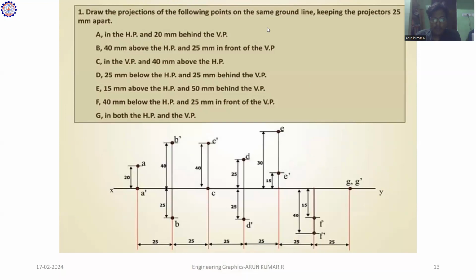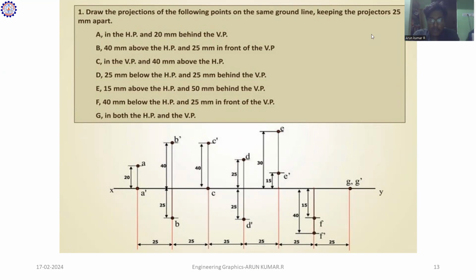So let's see the main problem. This is one important problem we are discussing in this class. Overall, we have to mix all the quadrants together, and you get one question that I have to frame here. That is the main question for the projection of points, and we are understanding it.